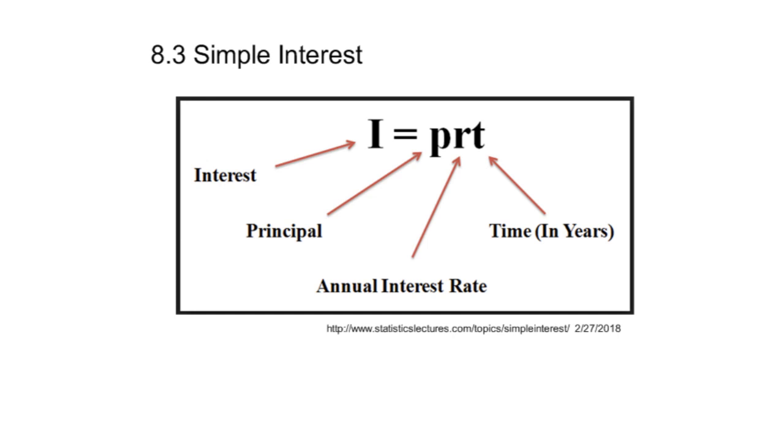I is equal to PRT. I stands for interest. P is the principal amount, the amount that's borrowed or loaned. R is the annual interest rate. And T is time measured in years. PRT means principal times rate times time.